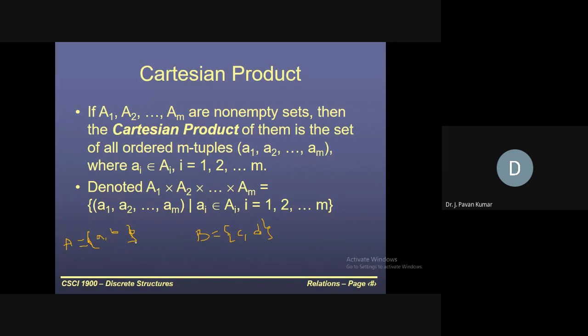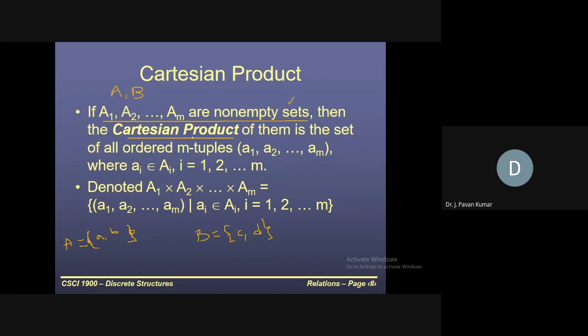Now what is the Cartesian product of these two sets? This is what we will see first. The Cartesian product is, if A1, A2, A3, up to Am are non-empty sets. Okay, in our example, how many sets are we considering? Only two sets, A and B. Now A and B are non-empty sets, so this condition is satisfied.